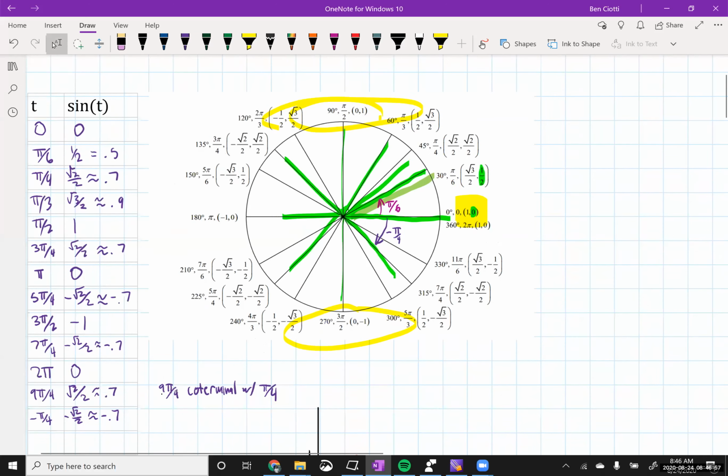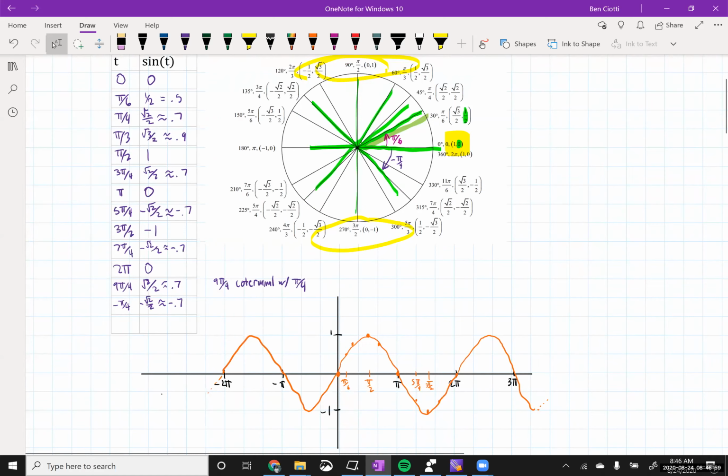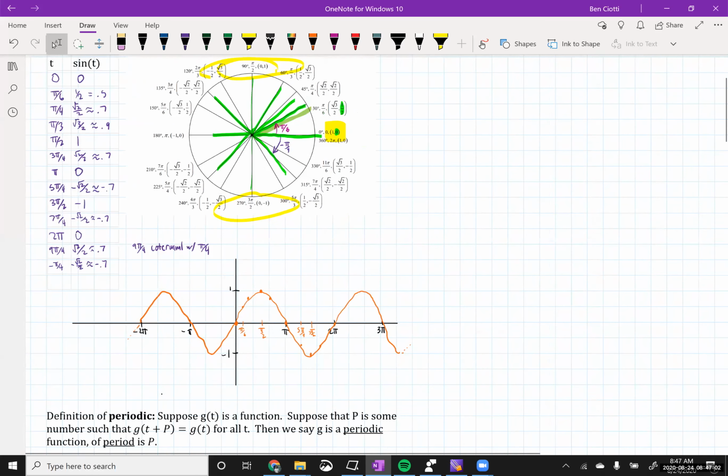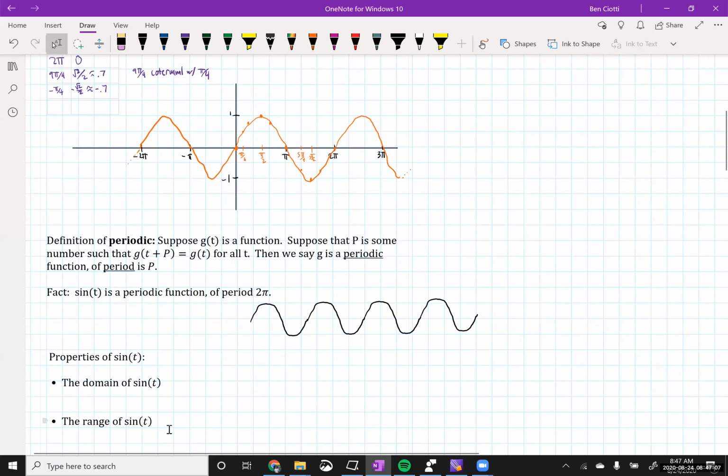So in fact, that tells me what the range of sine is. Let me write that right now. So the range of sine of t is, as Juliet just pointed out, the interval from -1 to 1, including -1 and 1, because it does actually hit those values. The domain of sine is all real numbers. We can plug in any number, right? This graph extends forever to the left and to the right.